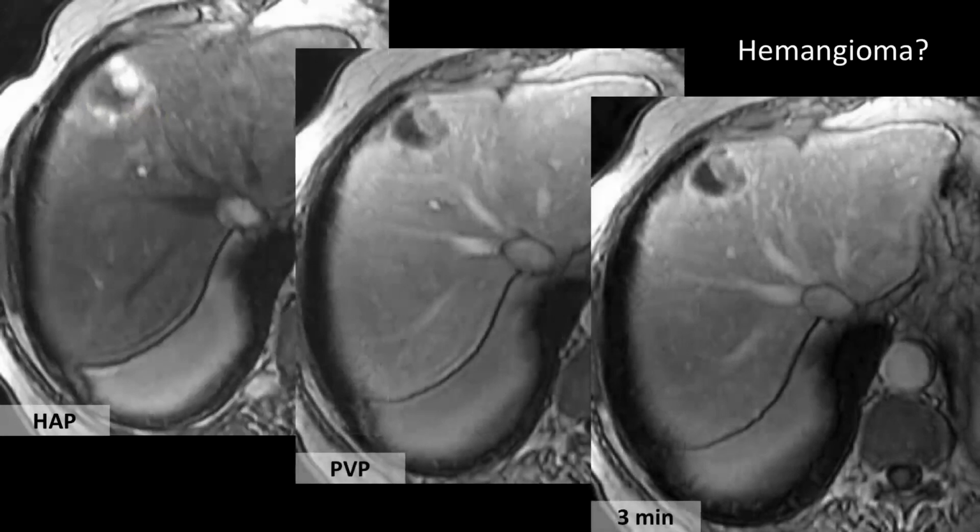But let's look at the portal venous phase and the 3-minute phase. Do these puddles of enhancement expand? No, they don't. They stay exactly the same size. Do these puddles follow the blood pool? No, they don't. They wash out to become darker than liver. Notice that the blood pool is brighter than liver, yet this is darker than liver, so they are washing out. So these puddles are not expanding. These puddles are not following the blood pool. They are washing out. This is not a hemangioma.